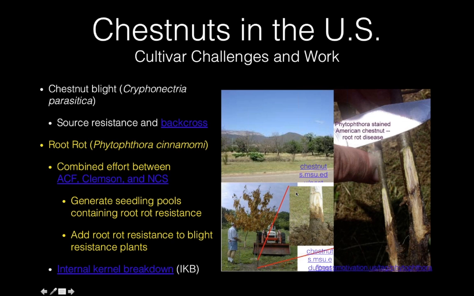And you could see in the pictures to the right how it does affect the plant and move systemically throughout the plant. It does not just affect root growth.